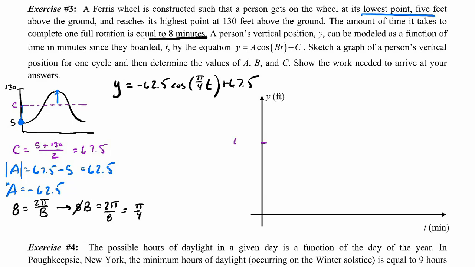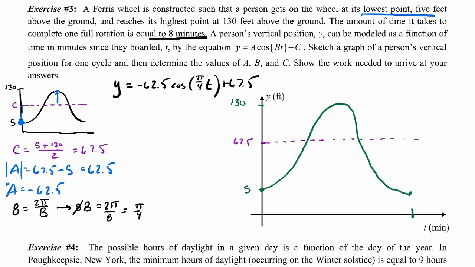So I'm going to call this 67.5 for my midline. Okay. Maximum is up at 130. Minimum is down at 5. And that's where we're starting. We're coming up. We're coming down. One full rotation took 8 minutes. Halfway would be 4 minutes. Halfway in between is where we hit the midline. So that would be 2 and 6. All right, folks, there it is.